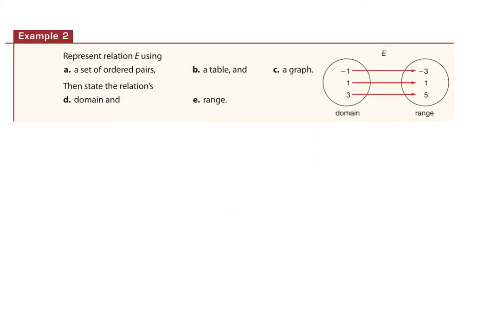So they want us to use this set right here, this relation, and represent it with a set of ordered pairs, a table, a graph, and then state the domain and the range. All right. So if I did it as a set of ordered pairs, I would say, well, it includes the ordered pair -1, which goes to -3, and I can follow that along. It also includes 1, 1, and it includes 3, 5. That would be my set of ordered pairs.